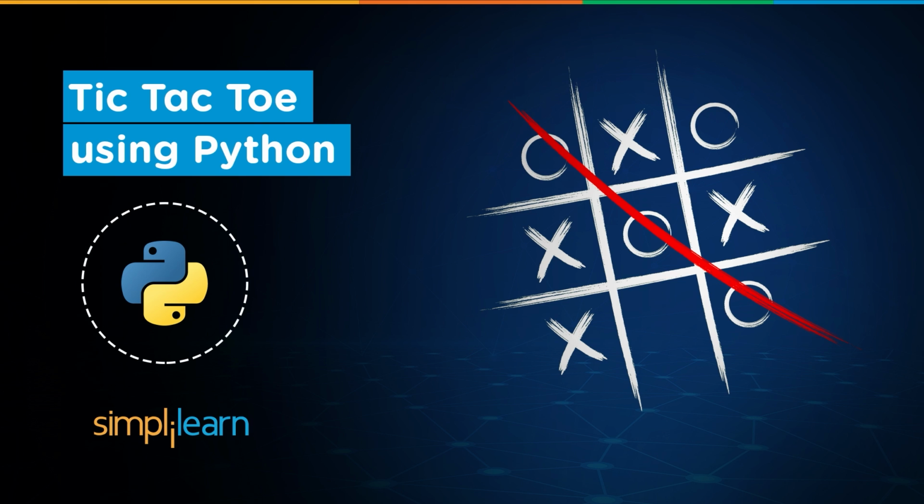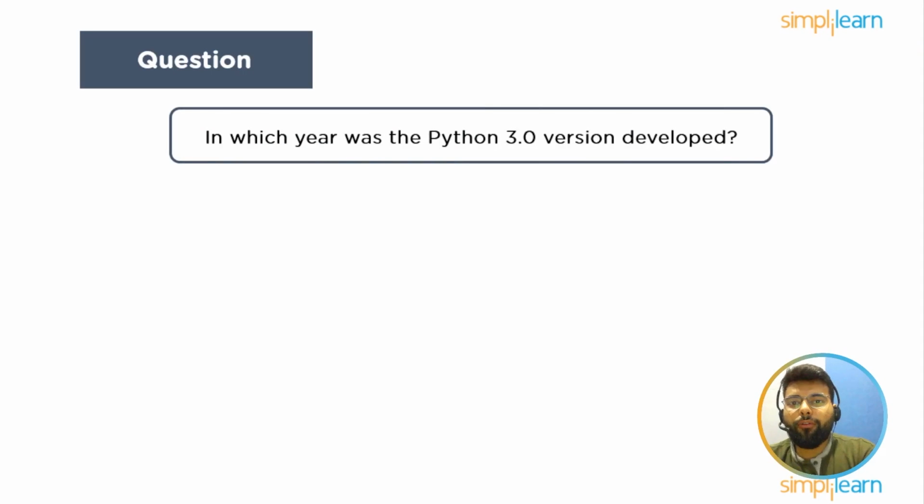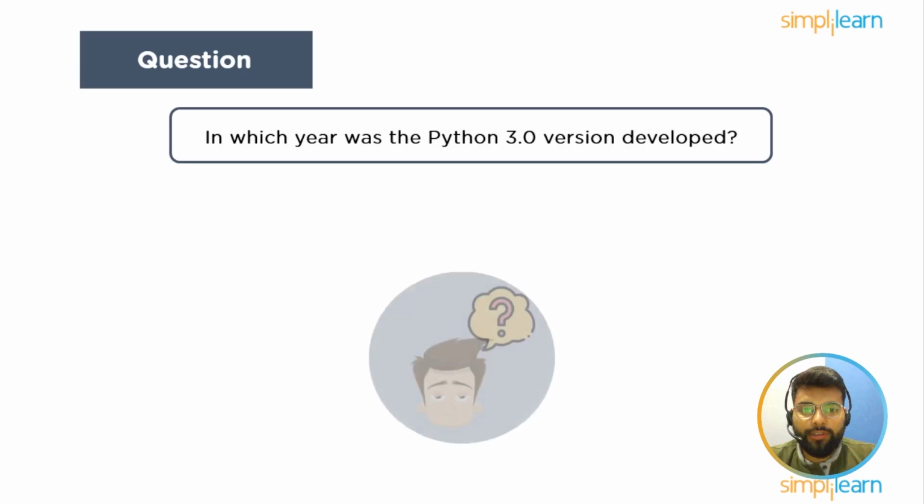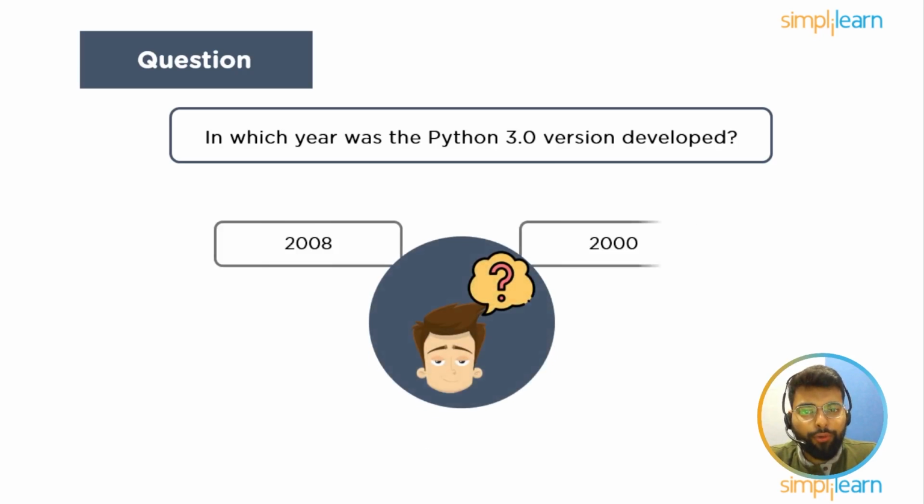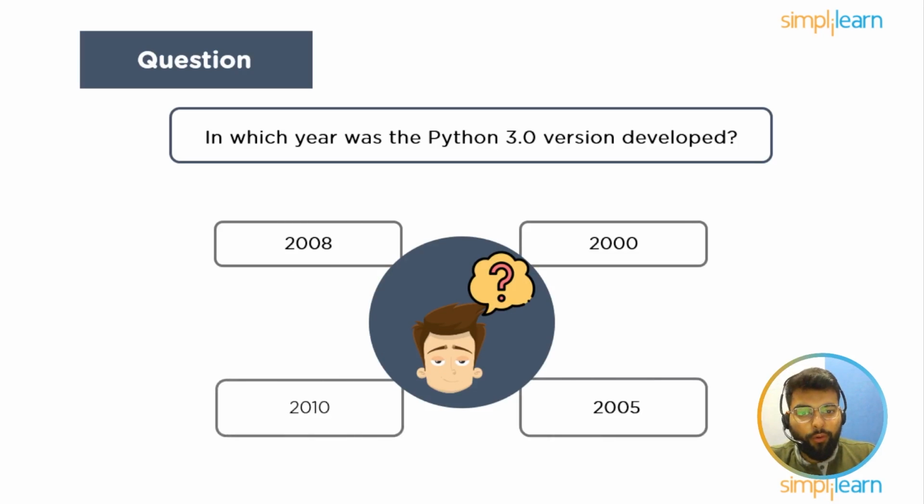And before starting, let us have a simple quiz question to brush up on our knowledge. Our question is, in which year was the Python 3.0 version developed? Your options are 2008, 2000, 2010, or 2005. Please answer in the comment section below and we'll update the correct answer in the pinned comment. You can pause the video, give it a thought, and answer in the comment section.